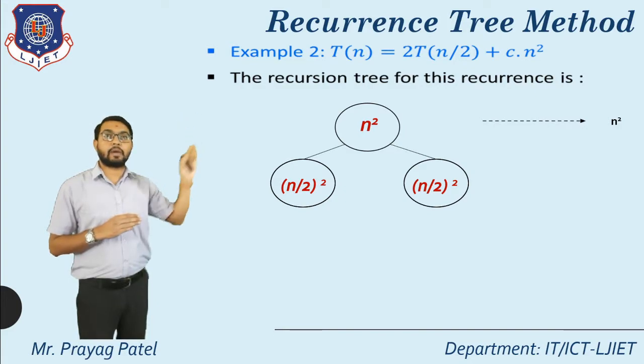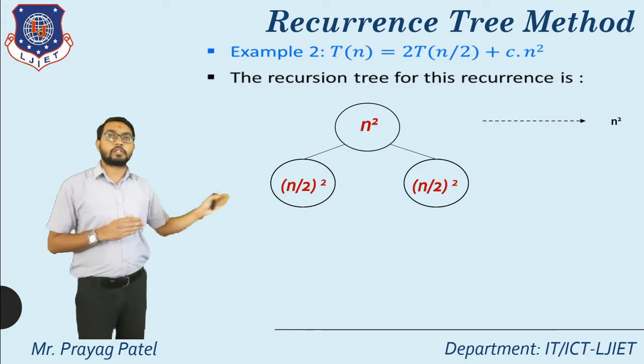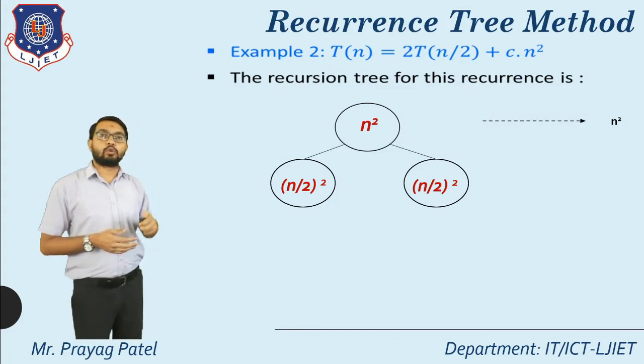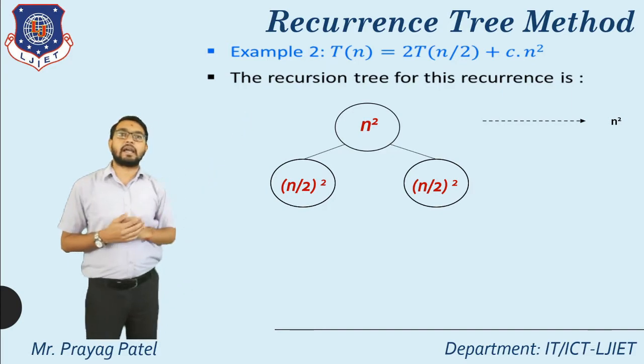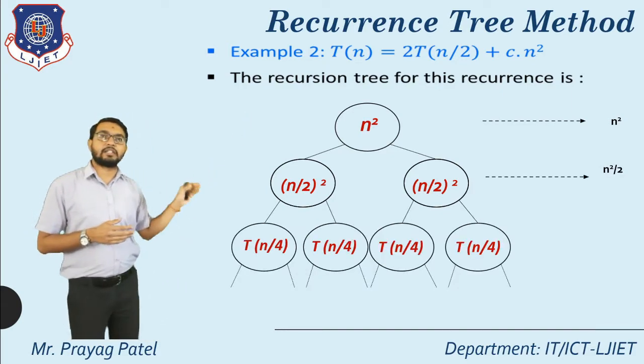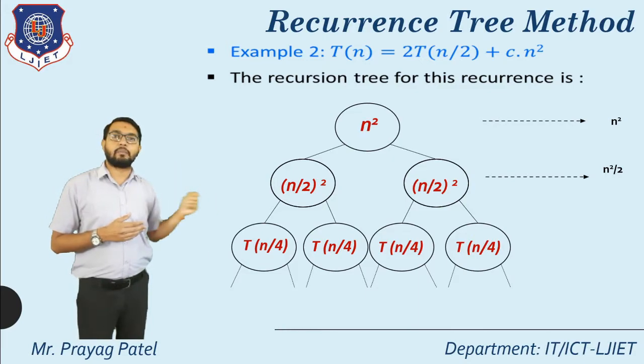Here consider the n by 2 in place of n. So the cost is equal to (n/2) squared, and (n/2) squared for both nodes. Now for the level cost, for the first level, level number 0, consider the cost as n square. Now for the second level, consider the cost as n square divided by 2.